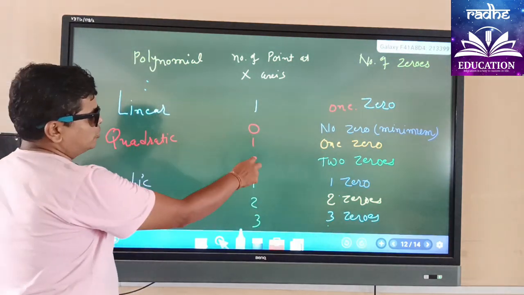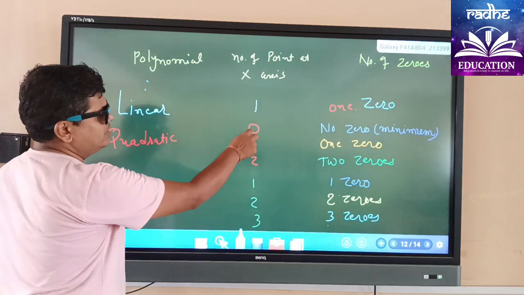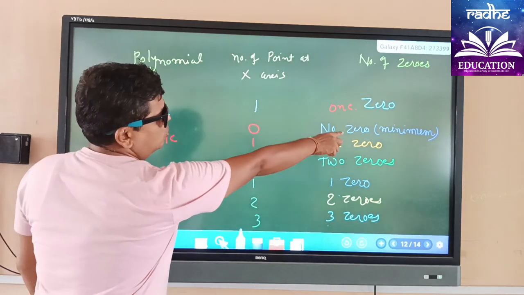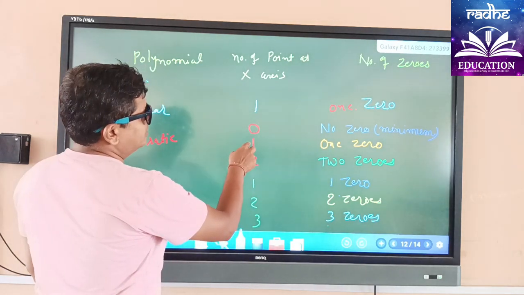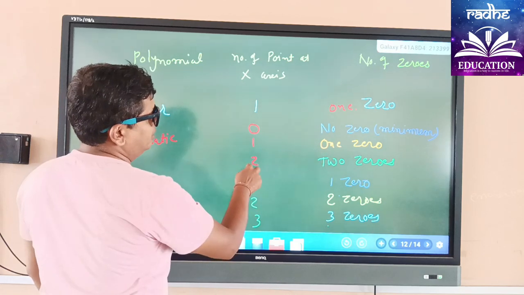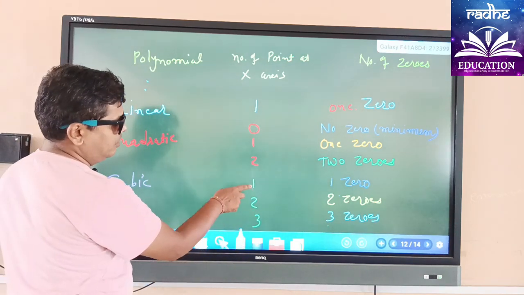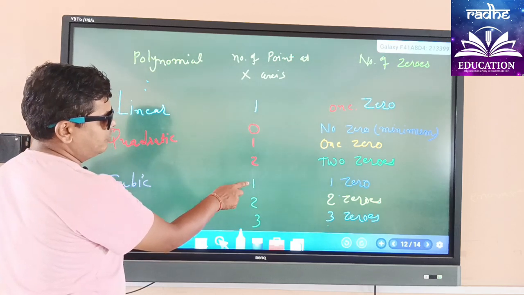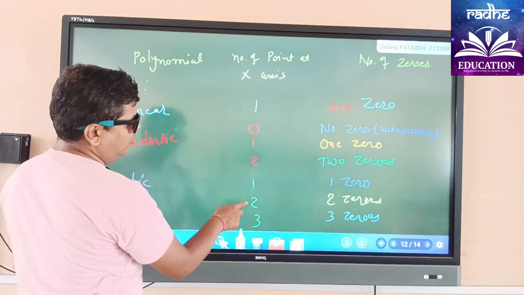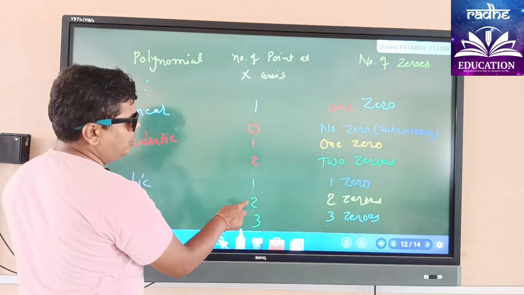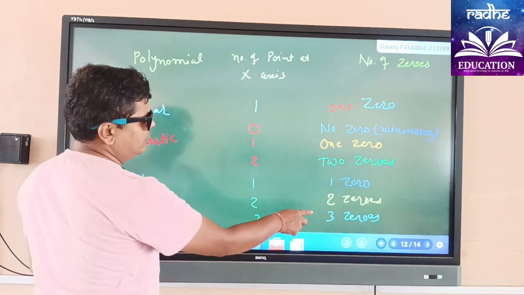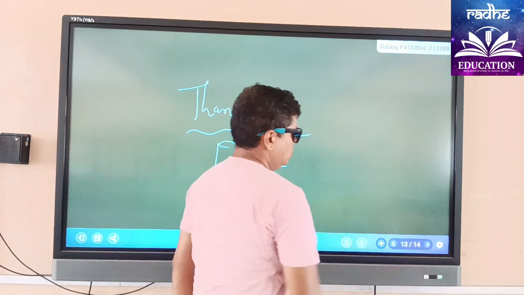Quadratic: there are three possibilities, 0, 1 and 2. It may not intersect, so no answer, no zero. If it intersects at 1 point, then 1 zero. If it intersects at 2 points, then 2 zeros. Cubic: there are also three possibilities. If it intersects the x-axis at 1 point, then 1 zero. If it intersects at 2 points, then 2 zeros. And if it intersects at 3 points, then 3 zeros.